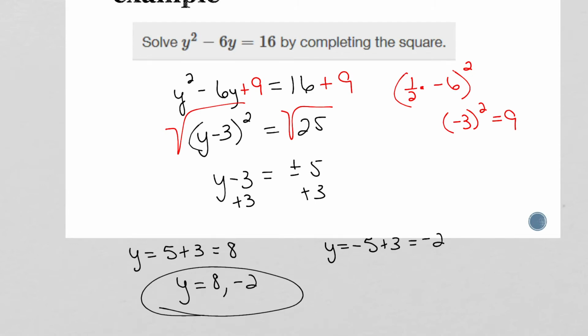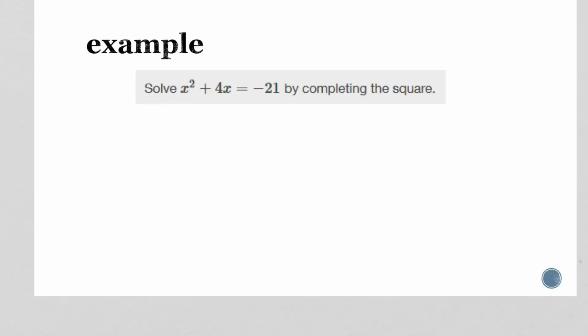All right, I'm not going to check this just for the sake of time, but please understand that on these problems you can definitely check your work. All right, let's take a look at this one.